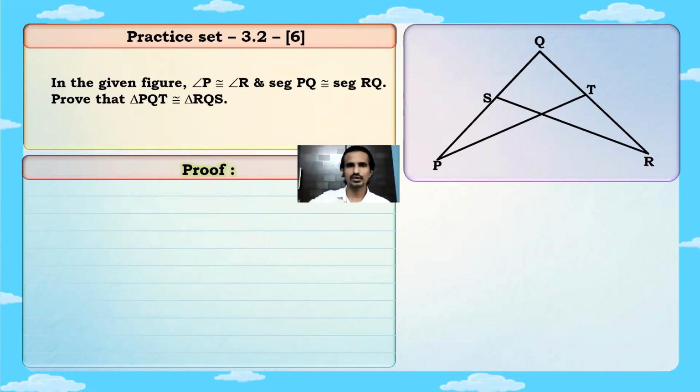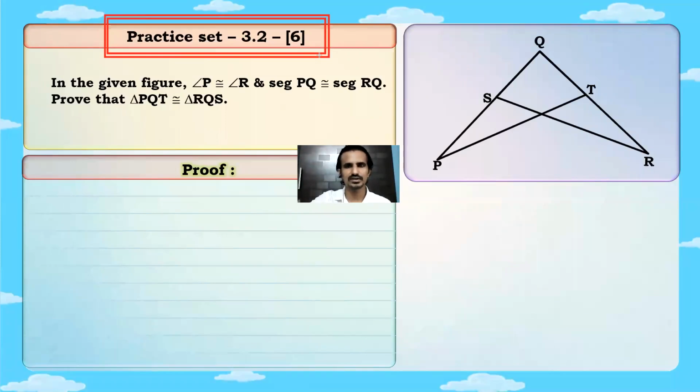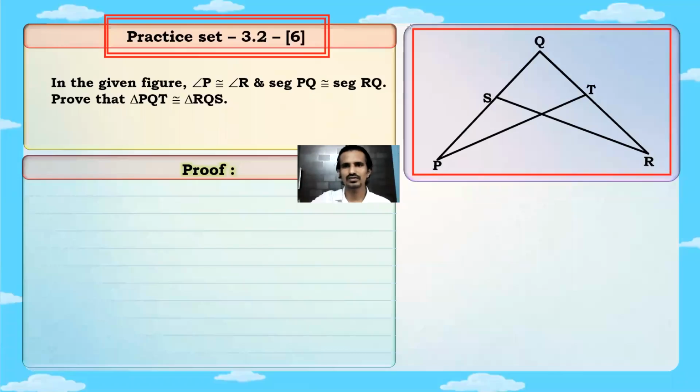I want everyone to note down the question number. Write down this question number. It is practice set 3.2, question number 6. And draw this figure also. In your notebook, draw this figure. I'm giving you a couple of minutes for you to draw this diagram. Be quick, everyone.